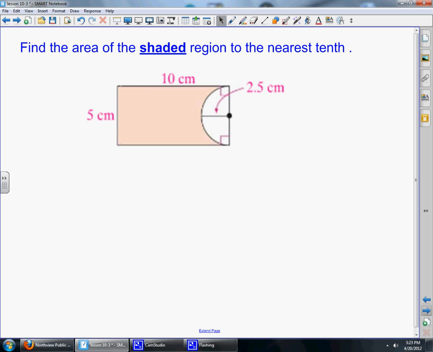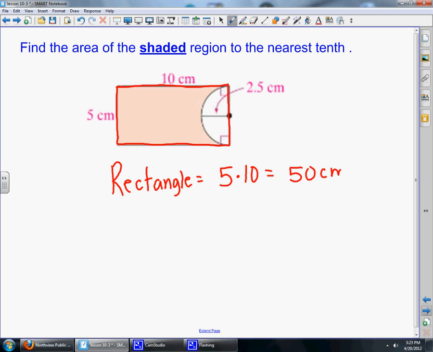Okay, so the first thing that we want to do is find the area of this rectangle. Like we did earlier in the lesson and like we did yesterday, the area of a rectangle is length times width, which in this case is 5 times 10, or 50 centimeters squared. Now, we only want the shaded region, which is this orangey colored region. So we want to make sure that we are subtracting out this white region.